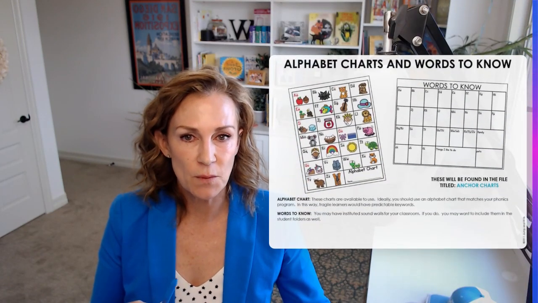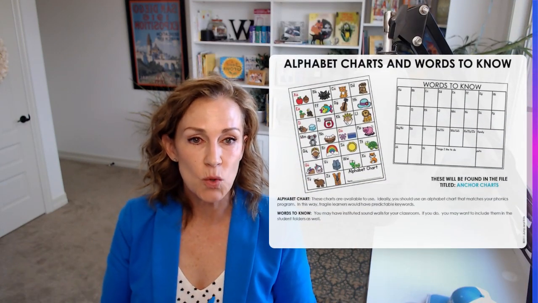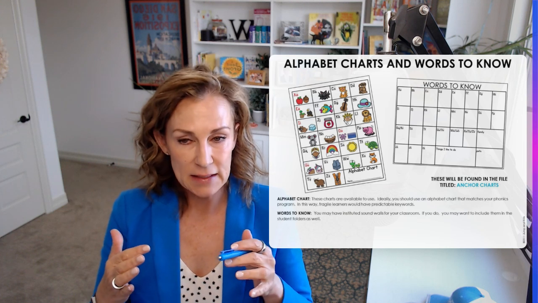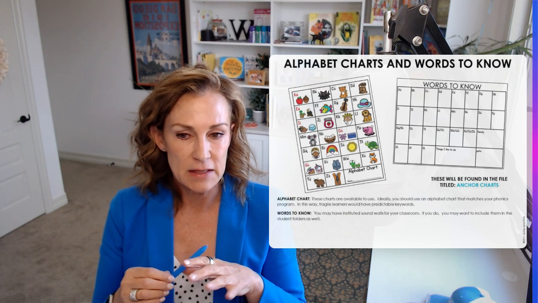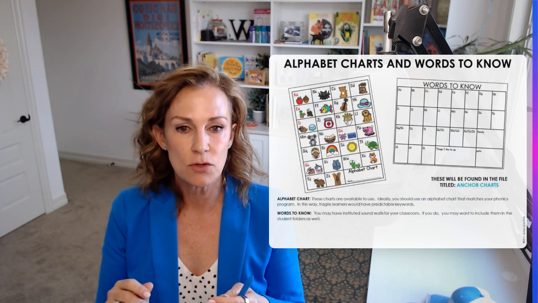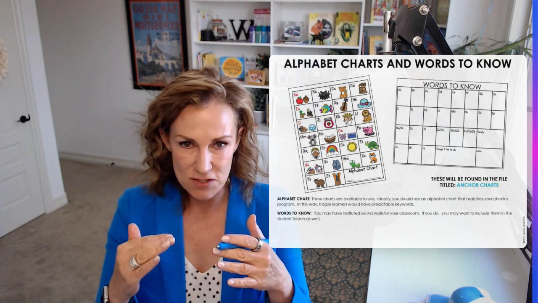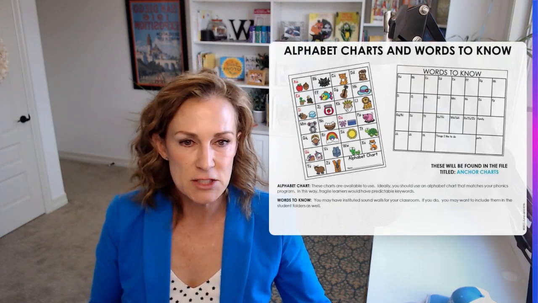Okay. What else do I want to say? We have alphabet charts and words, you know. Those are in the anchor chart units as well at the beginning of the introduction. So again, all in one download so that you don't have to keep going, like, which unit was that in? What unit was that in? You can just find them. Okay. What else do I want to tell you?